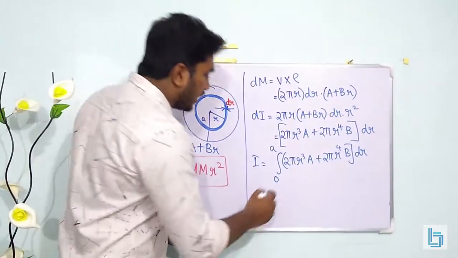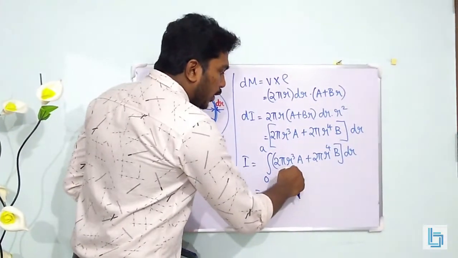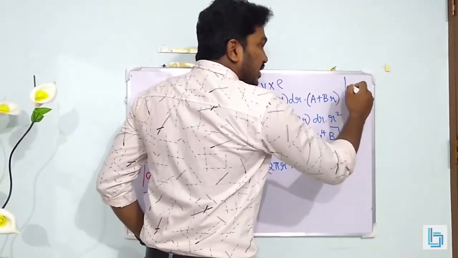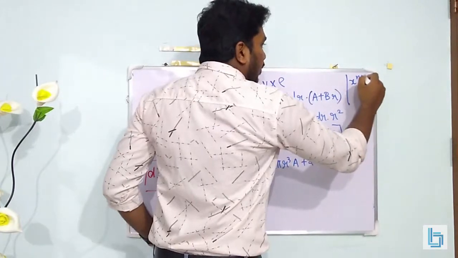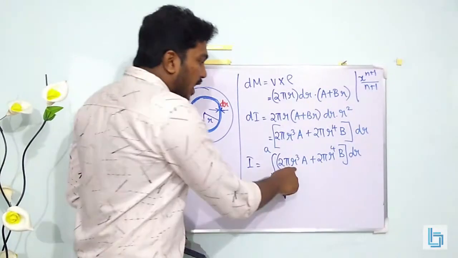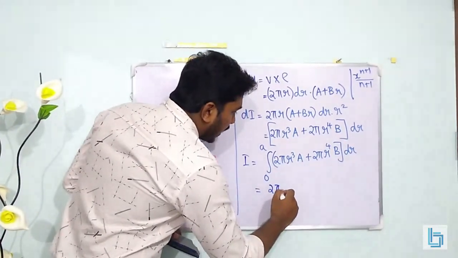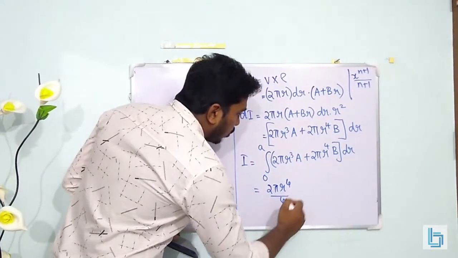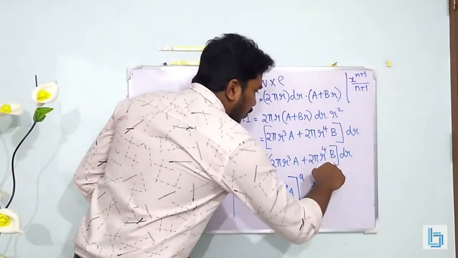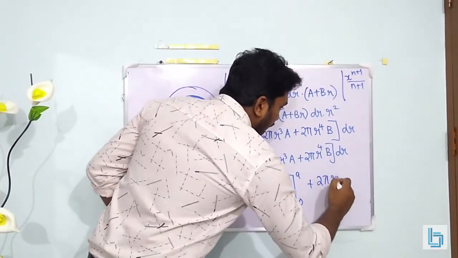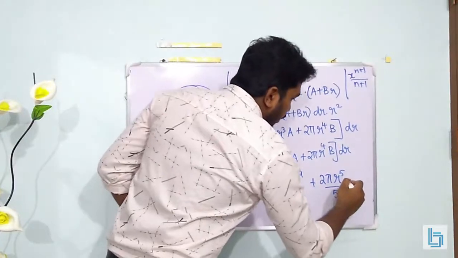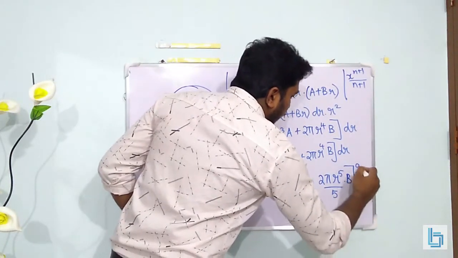Now applying the integral, what do you get? 2π r cubed a. r is the variable there. We apply the formula: integral of x raised to n is x raised to n plus 1 by n plus 1. That is the condition we are going to apply here. So it will be 2π r raised to 4 by 4 into a, with limits 0 to a, plus for this term 2π r raised to 5 by 5 into b, and the limit is again from 0 to a.